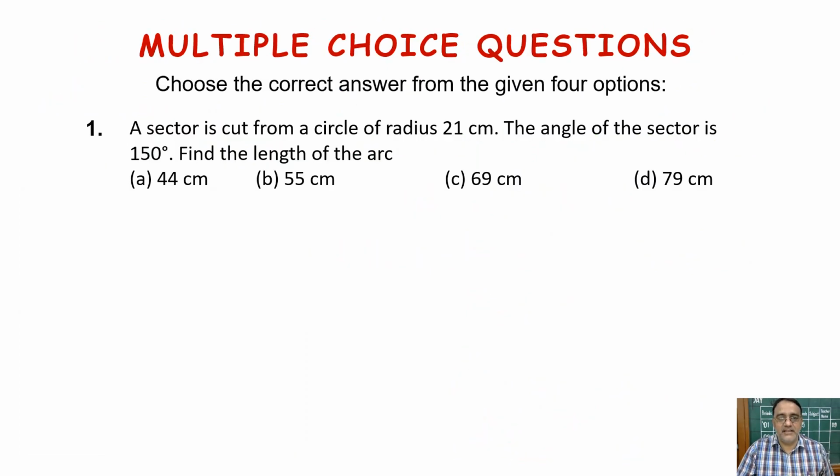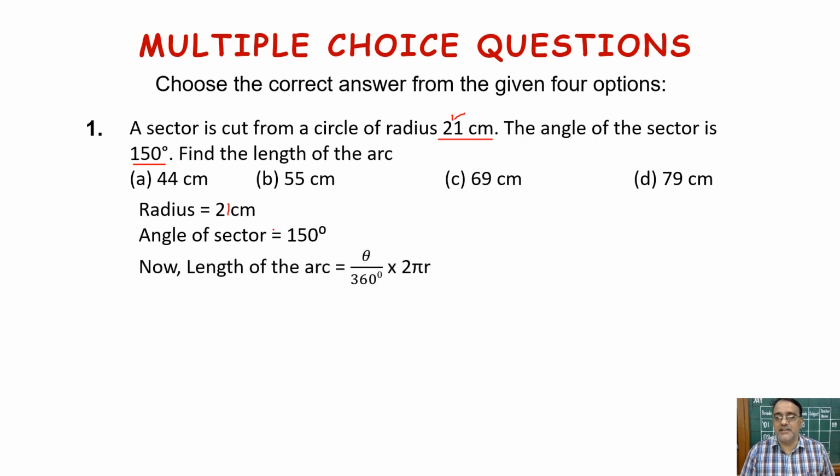A sector is cut from a circle of radius 21 centimeter, and the angle of the sector is 150 degree. Find the length of the arc. So the radius is given 21 centimeter, and the value of theta is given 150 degree. So what is the formula for length of the arc? Theta upon 360 into 2 pi r. Very good.